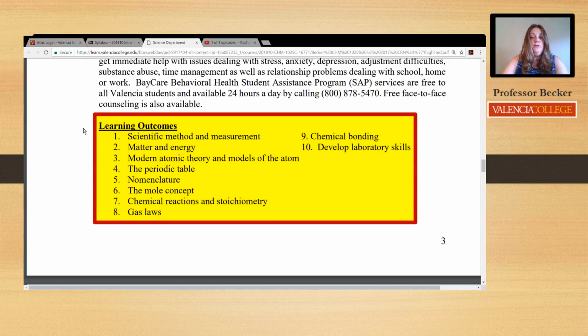Let's go down to learning outcomes. If you read through these 10 learning outcomes right now, they may not make much sense to you. But my goal is by the end of the semester, you will read through this list and you will understand everything.